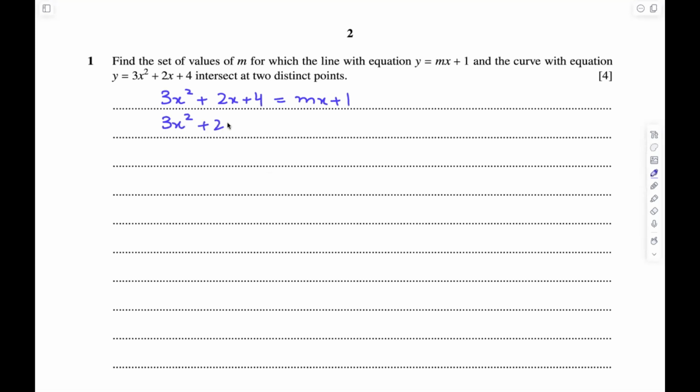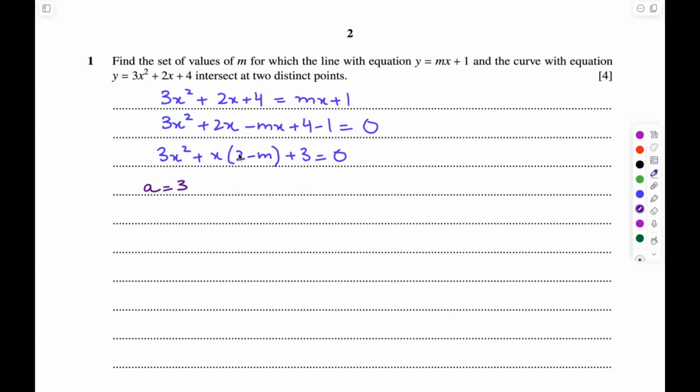So first we can simplify to write it as 3x squared plus 2x minus mx plus 4 minus 1 equals 0. Taking x common, this will be 3x squared plus (2 minus m)x plus 3 equals 0. As the coefficient of x squared is 3, a will be equal to 3. The coefficient of x is 2 minus m, so b will be equal to 2 minus m, and the constant term is 3, so c will be equal to 3.